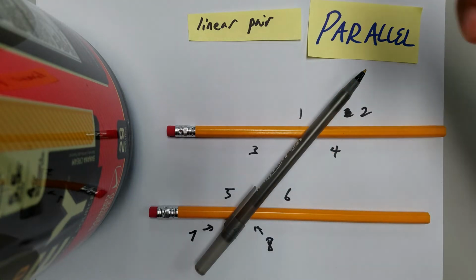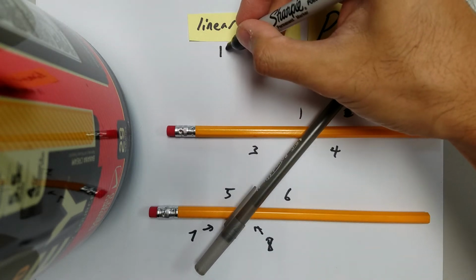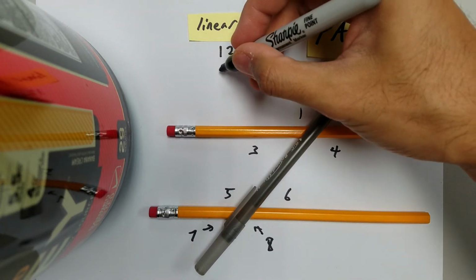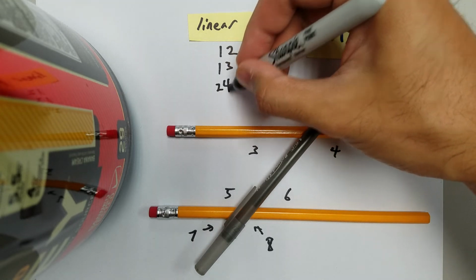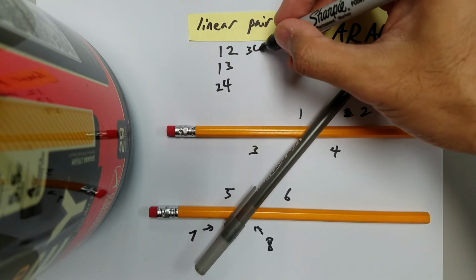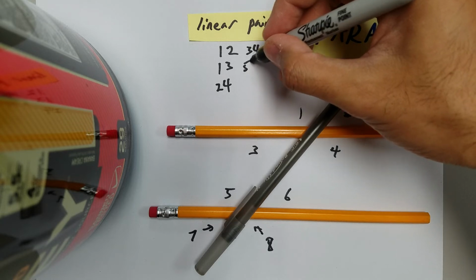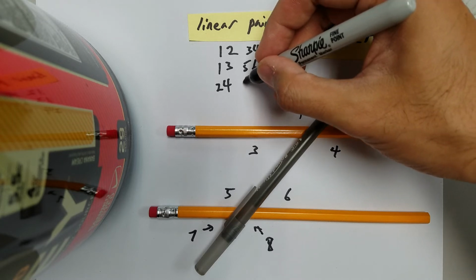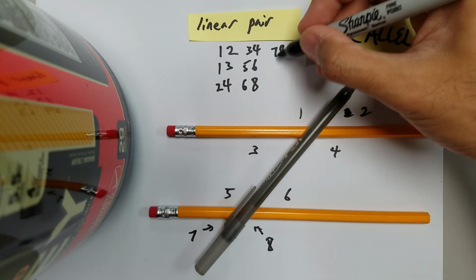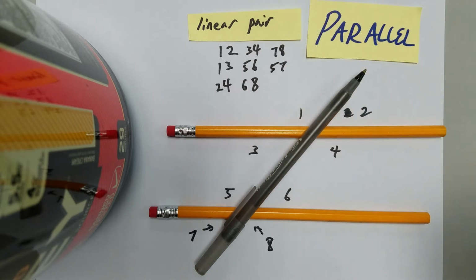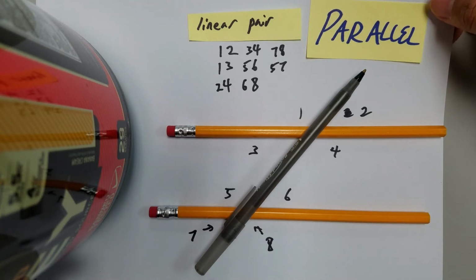So your linear pairs, you have 1 and 2, you have 1 and 3, you have 2 and 4, you have 3 and 4, 5 and 6, 6 and 8, 7 and 8, 5 and 7. So lots of linear pairs here. Just some other things to look at.